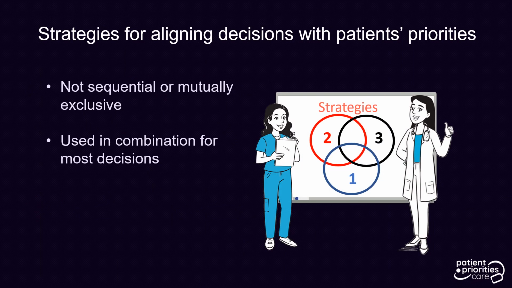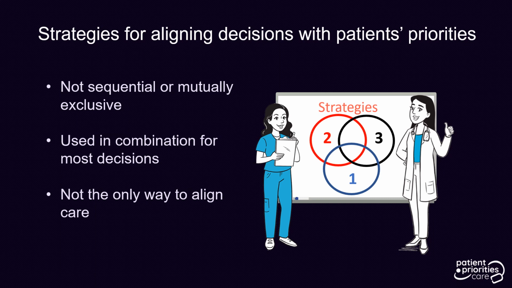Before we describe the rationale and use of the three strategies, it's helpful to note that they're not meant to be sequential. They're not mutually exclusive. You are going to use some of them some of the time in different combinations, but they are the ones that we have found logically help us translate patients' priorities into the decision-making process. We are only able to briefly introduce the strategies here.